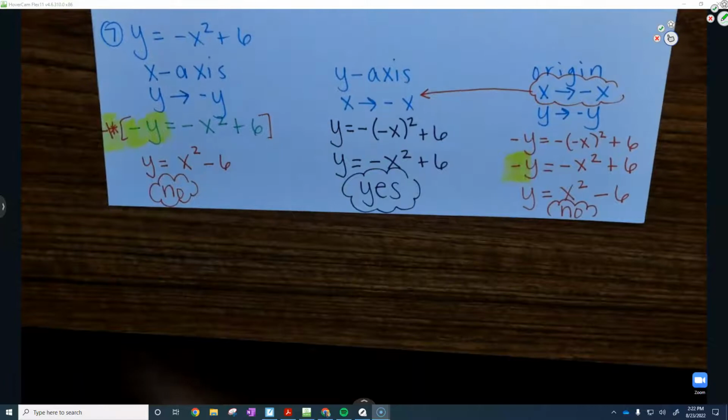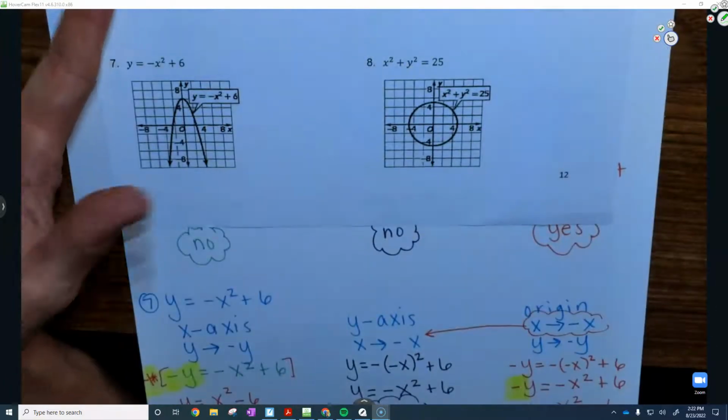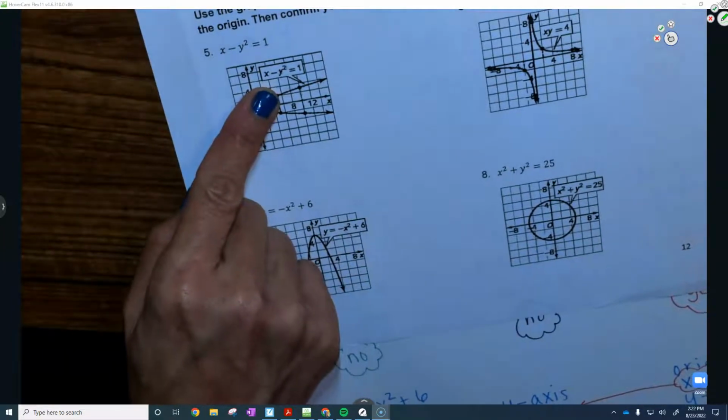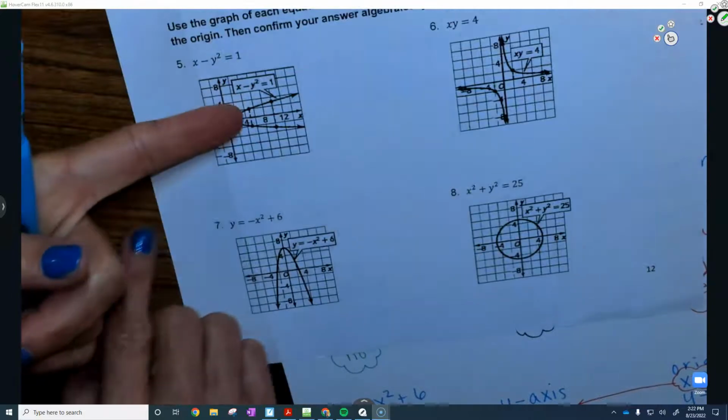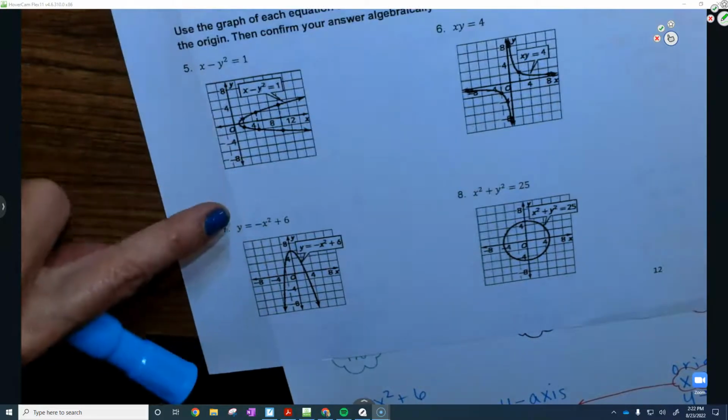Let's back up for a moment. Problem 5. Here's the picture. Was that going to pass the vertical line test? That's not going to pass the vertical line test, right? Is this a function if it doesn't pass the vertical line test? No.